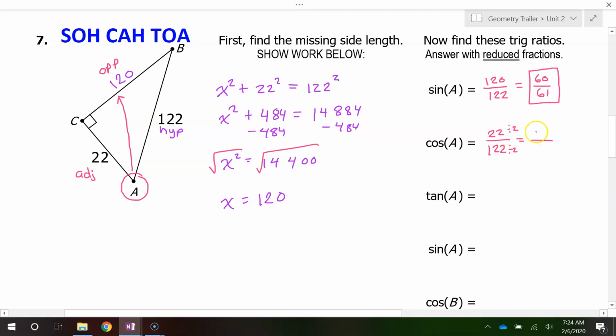So that's going to be 11 over 61. Okay, 11 over 61. Boom.